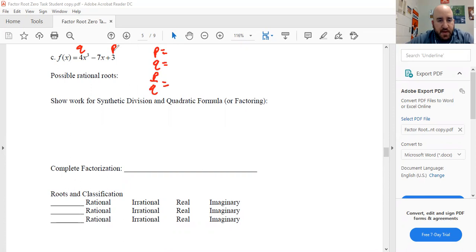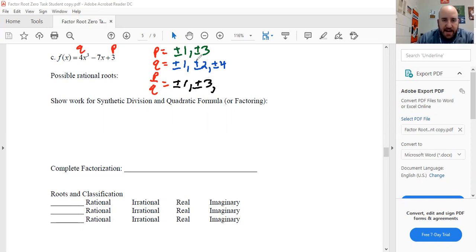So again, P is my factors of 3. I put the P over the 3 because that's what I'm getting my factors of. So 1 and 3. Q are my factors of 4. 1 times 4 and 2 times 2. So 1, 2, and 4. So now for P over Q, it's not just 1 divided by 1 and 3 divided by 1. So that's still what you're going to start with.